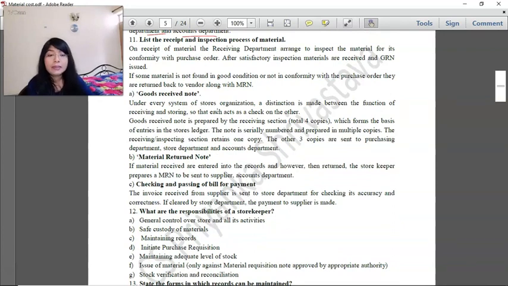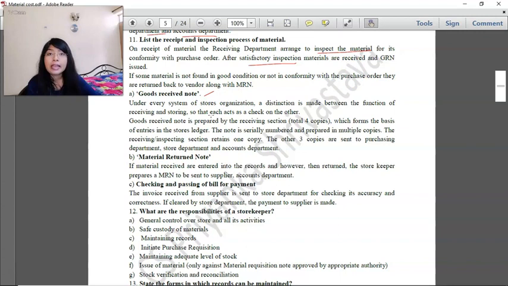Now, the receipt and inspection process of material. It is also a very important point that is done by the receiving department. Once the order is placed, the order will be received by the receiving department, and the first thing they need to do is inspect the material as per the purchase order. After the satisfactory inspection, the materials are received, and the goods received note needs to be issued by the receiving department.